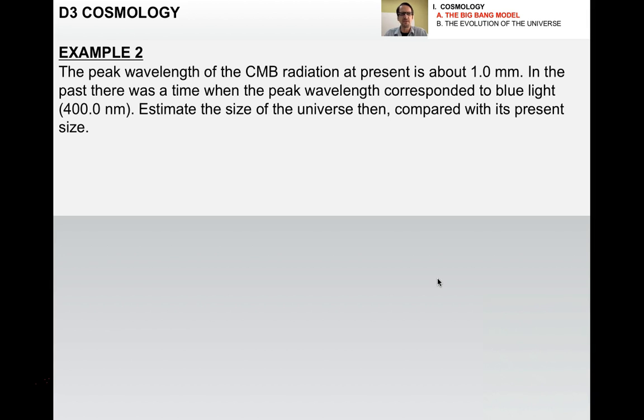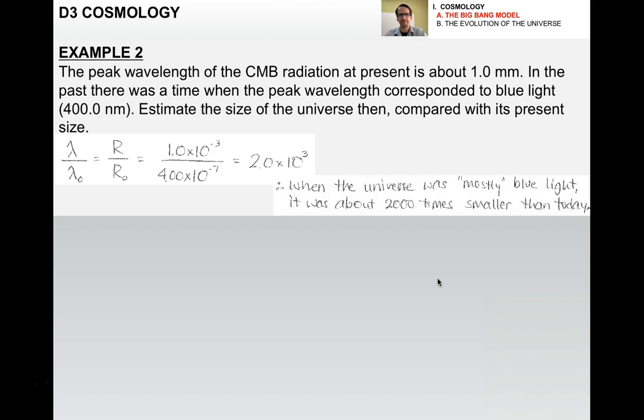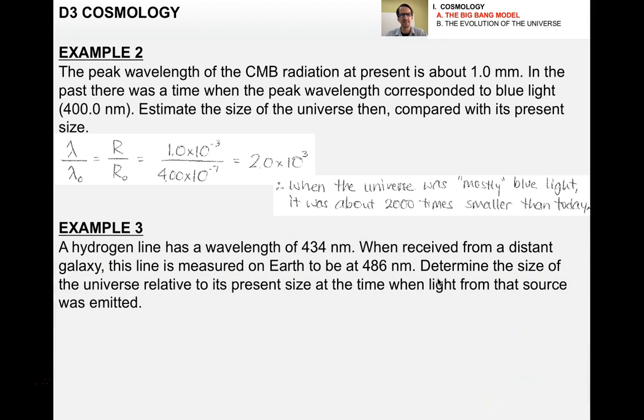Here's an example you can try on your own. The peak wavelength of CMB at the moment is about 1 millimeter. In the past, there was a time when the peak wavelength corresponded to blue light, okay? Estimate the size of the universe then compared with its present size. All right, well, from lambda over lambda naught equals R over R naught, we have that factor. So what that means is that when the universe was mostly blue light, it was about 2,000 times smaller than it is today. Pretty interesting, huh?